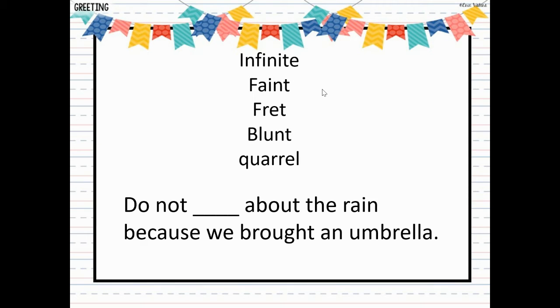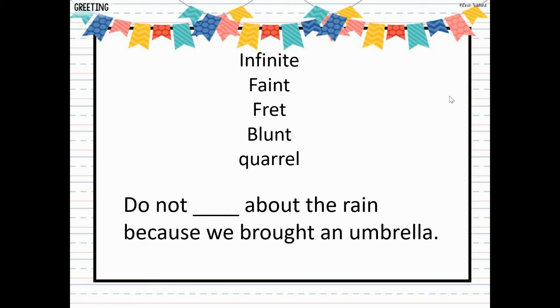All right, we're going to fill in the blank of our sentences. Our word choices to fit in the blank are infinite, faint, fret, blunt, and quarrel. So if you need to, pause for a moment, look up those 5 words, make sure you know what they mean, and then come back. So these are the words again: infinite, faint, fret, blunt, quarrel.